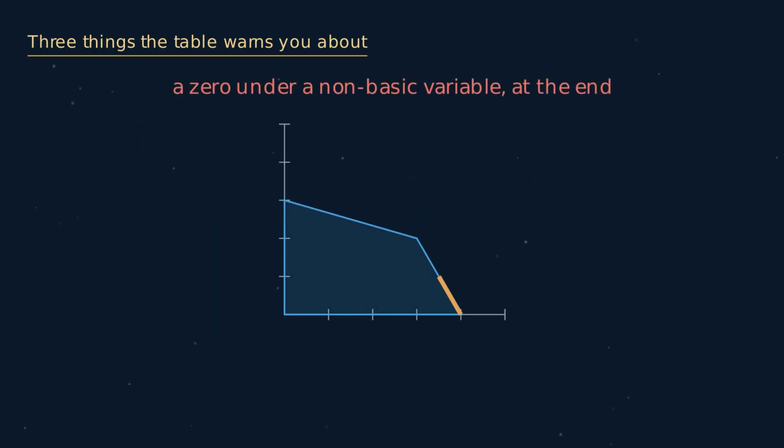Third, if the method stops but some variable outside the basis has a reduced cost of exactly 0, you can bring it in for free. Two different corners share the same profit, and so does the whole edge between them. Multiple optima, which in practice is good news, because you get to choose on some other ground.